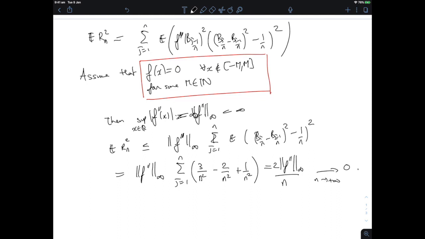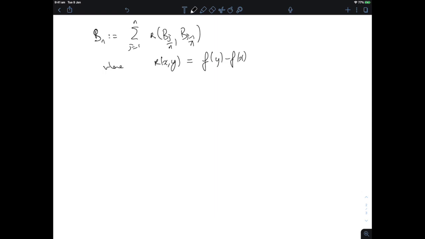So under this extra compactly supported assumption that I've put in the red box, I can show that the error term Rn coming from the quadratic variation actually goes to 0 in L2 norm. Right. Now we'll need to remember that we need to remove the compact support assumption, but now we are left with one last term that needs to go to 0, which is the term coming from the higher order derivatives in the Taylor formula.